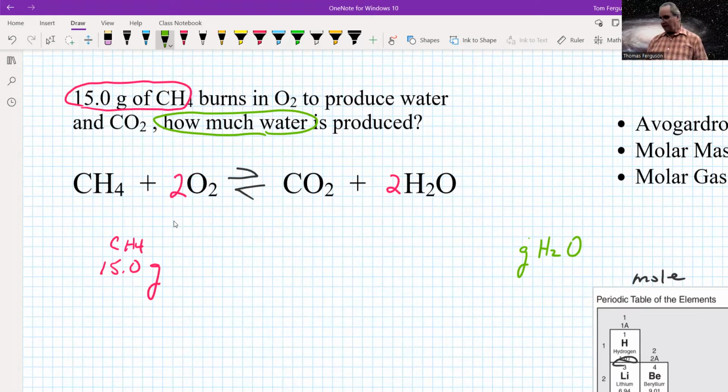So we need to figure out how to go from methane to water. That's where the balanced equation comes in. Remember, we talked on Thursday, week ago Thursday, that there are two things that you can say from the balanced equation. It's a molar relationship and it's a molecular relationship. So the molar relationship is where we're going to get this transition from methane to water. It's through the balanced equation.